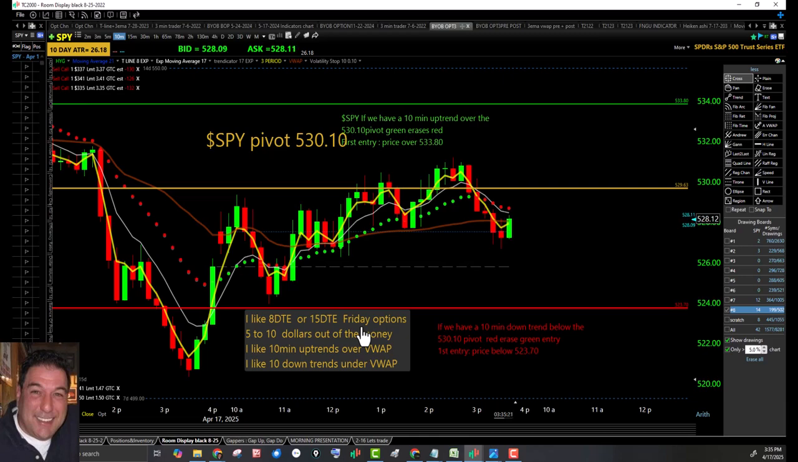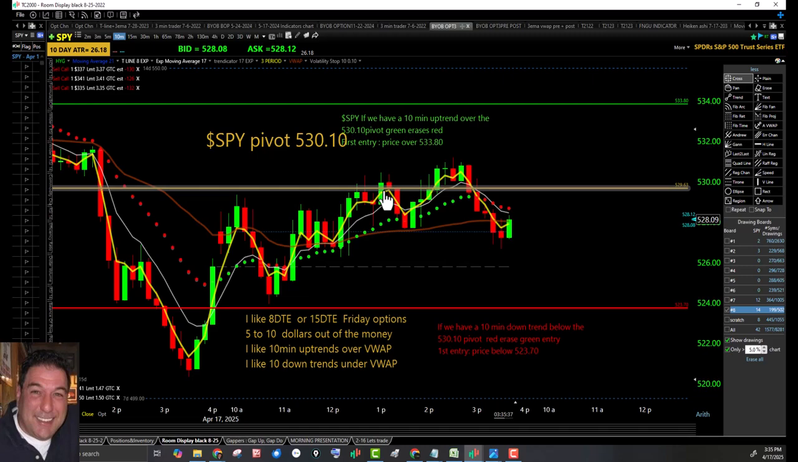I like 10-minute uptrends over VWAP, 10-minute downtrends under VWAP. Had a little 10-minute uptrend over VWAP. It didn't last more than 2 or 3 candles after breaking the rubber band candle. Same here, 2 or 3 candles after breaking the rubber band candle. The 10-minute downtrend under VWAP only lasted 1 candle, and then that was it. So just nothing but chop and slop all day long.